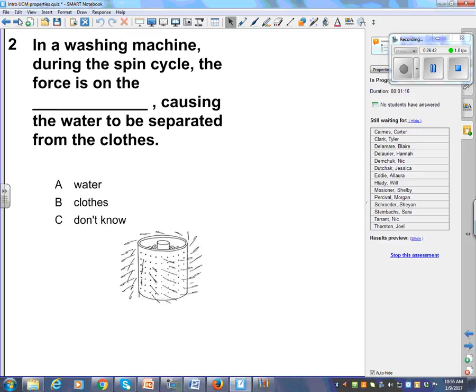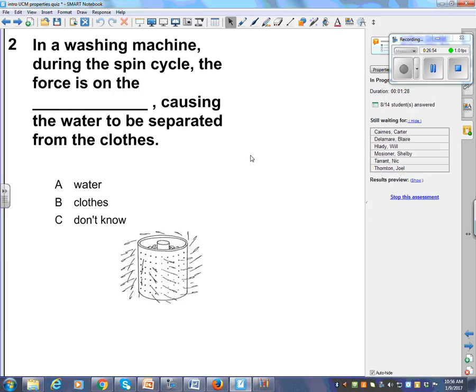In a washing machine, during the spin cycle, the force is on the what? Causing the water to be separated from the clothes. The force is on the water or the force is on the clothes? Carter, put the phone away and pay attention here. The force is on the water or the clothes?